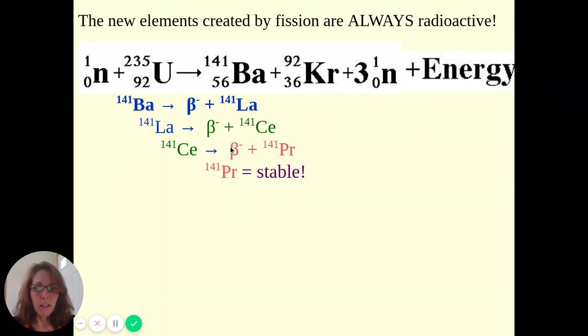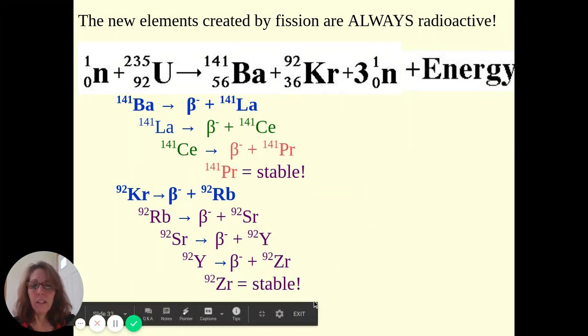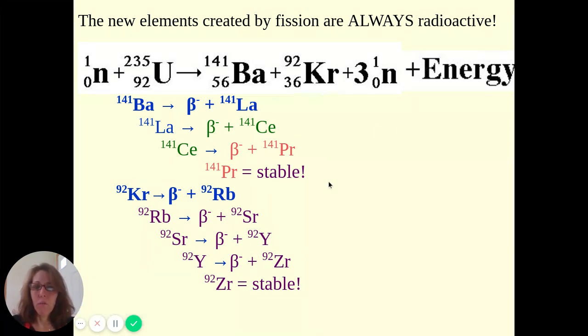We talked about how beta and positrons are harmful. They're harmful to body tissue. The krypton does the same thing. It turns into rubidium, which goes to strontium, which goes to yttrium, which goes to zirconium, and then you finally get your stable isotope. So again, it's giving off all these different radiation particles along the way. Therein lies the major problem with using fission reactions. We'll get into that more.